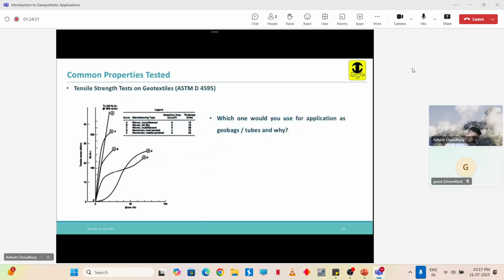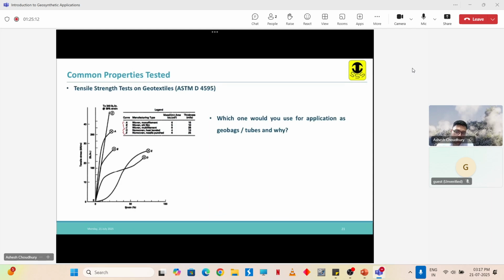So here we can see some tensile strength versus strain rate plots for some groups of geotextile. There are five samples, A, B, C, D, E. A, B, C samples are woven type, and D and E are non-woven type. Say ABC is group 1, and DE is group 2.